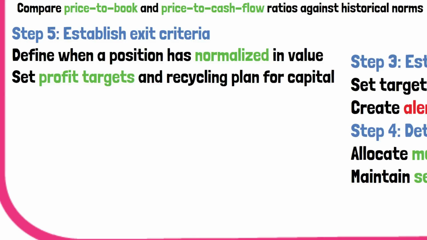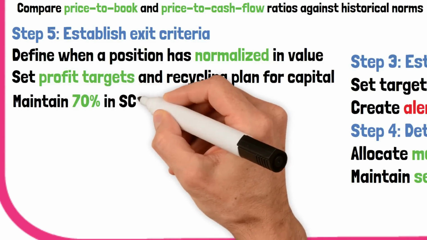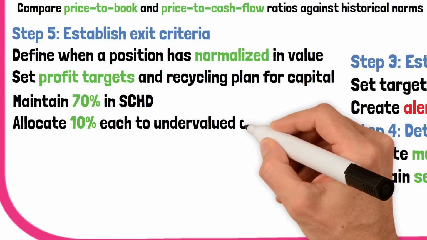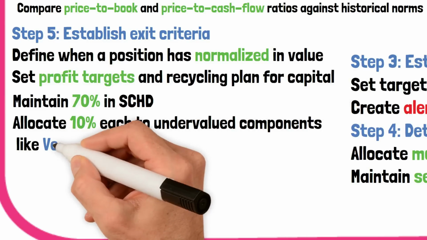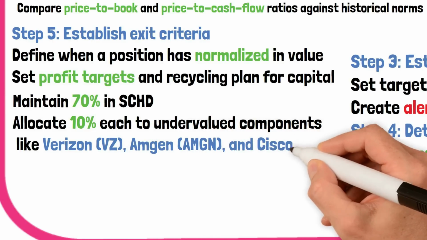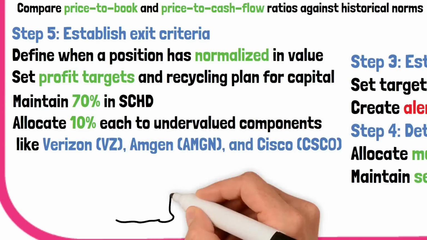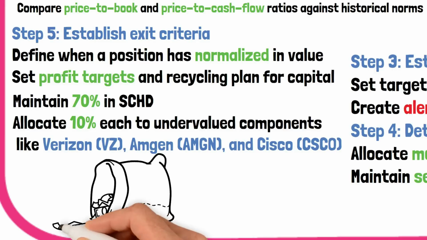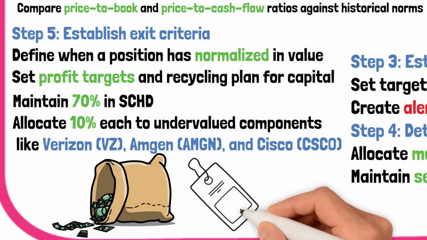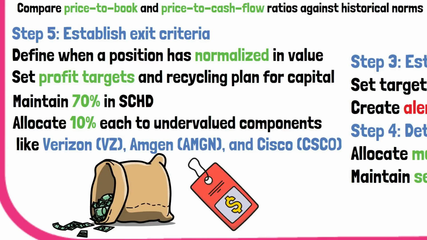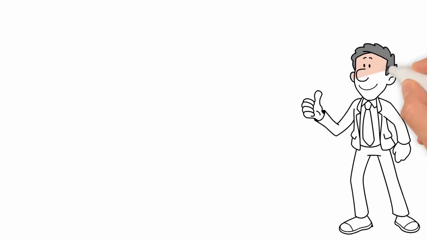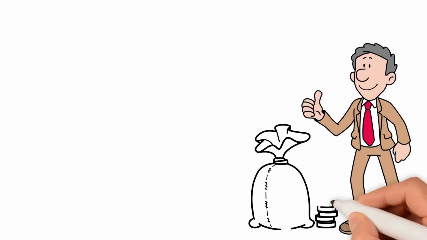Based on our analysis, Harry might maintain 70% in SCHD for broad exposure. Allocate 10% each to undervalued components like Verizon, VZ, AMGN, and Cisco, CSCO. This approach provides SCHD stability while potentially enhancing returns through tactical allocation to undervalued components. SCHD provides a solid foundation, but targeting its undervalued components can significantly enhance your returns.